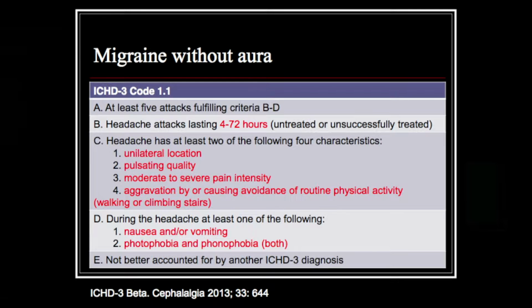And then they have to have one of 2 associated symptoms: either nausea or vomiting is one grouping, and the other grouping is both photophobia and phonophobia, which is sensitivity to light and noise. If you remember those 7 criteria, then you can diagnose migraine without aura.